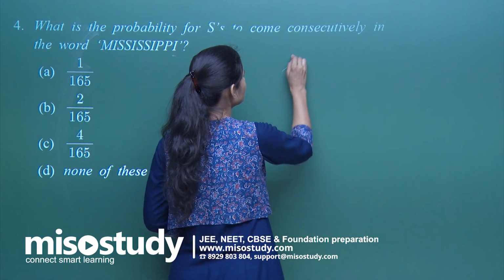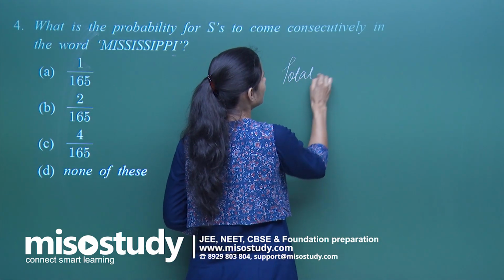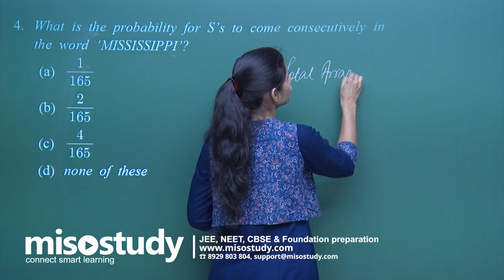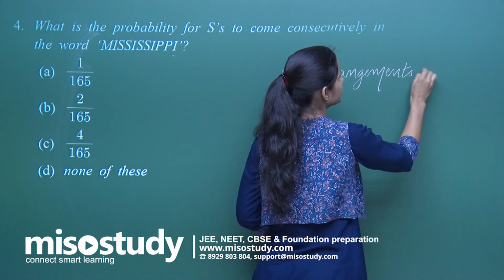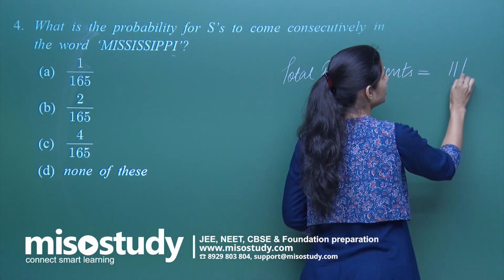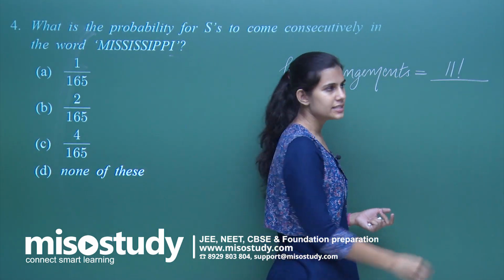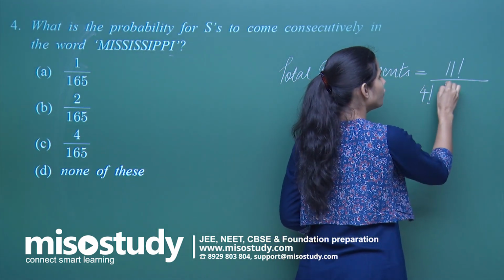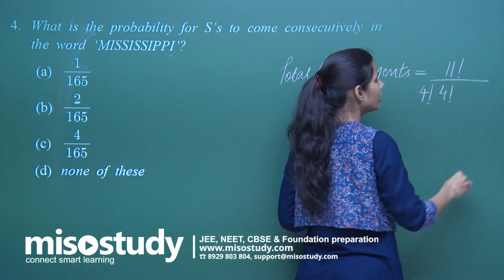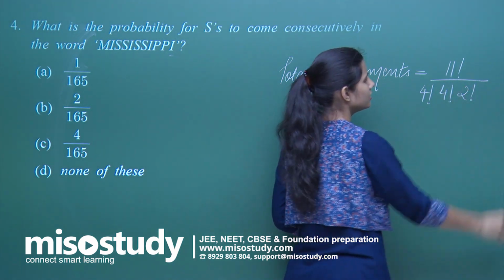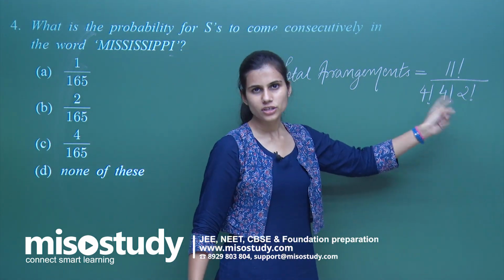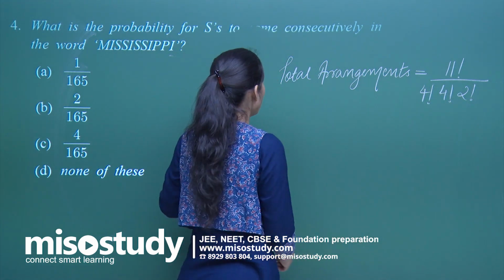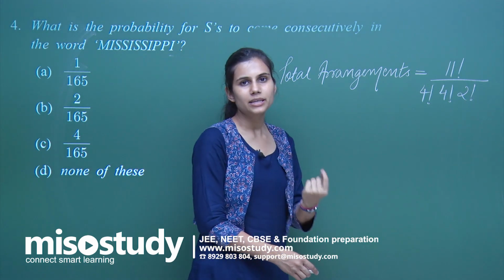So, total arrangements can be how many? Total number of ways in which all these letters of the word Mississippi can be arranged in 11 places is 11 factorial. Now, there are 4 S's, 4 I's and 2 P's. These are the total number of ways in which all the letters can be arranged in 11 possible places. Out of this, I am saying S's should come consecutively.